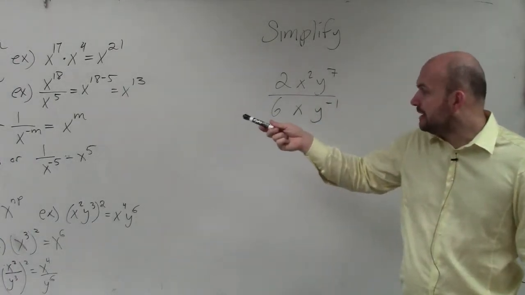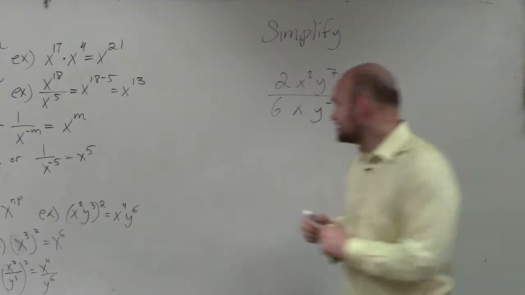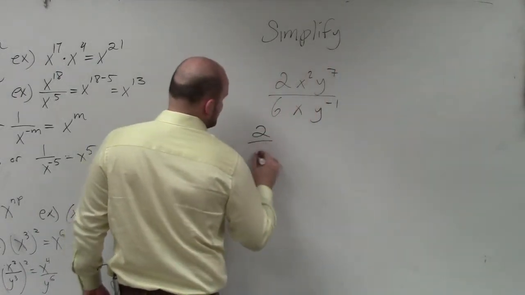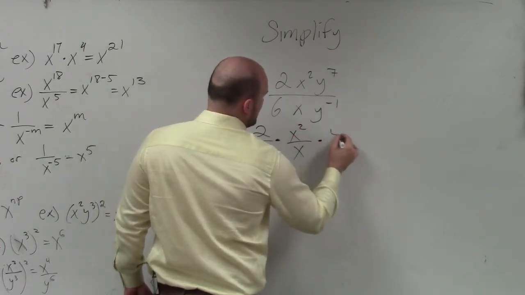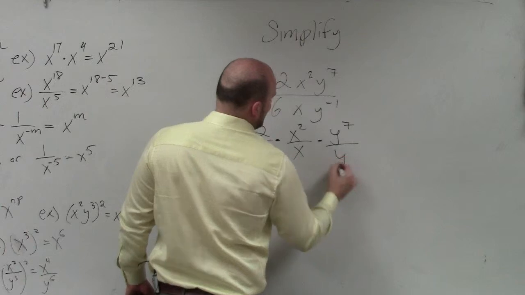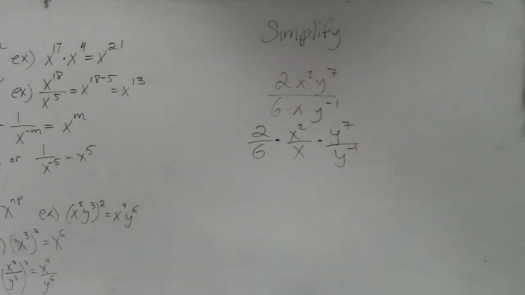If I have multiple bases, what I want to do is separate the problem by each base. So I'll separate this and do 2/6 times x squared divided by x times y to the 7th divided by y to the negative 1st. Does everybody see how I did that? I just broke it apart with multiplication. So now I can look at each one separately.